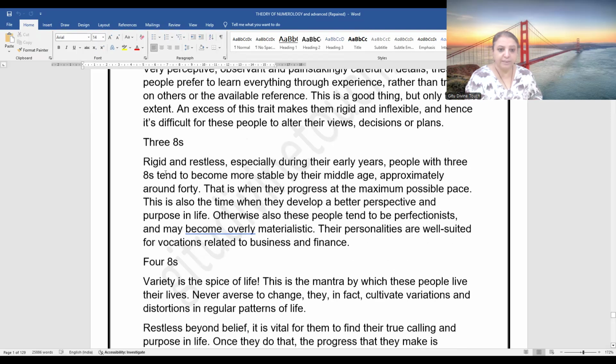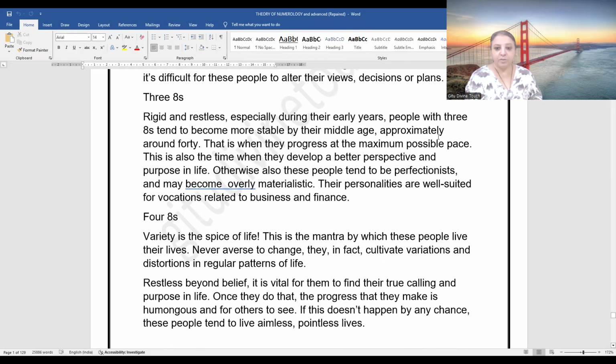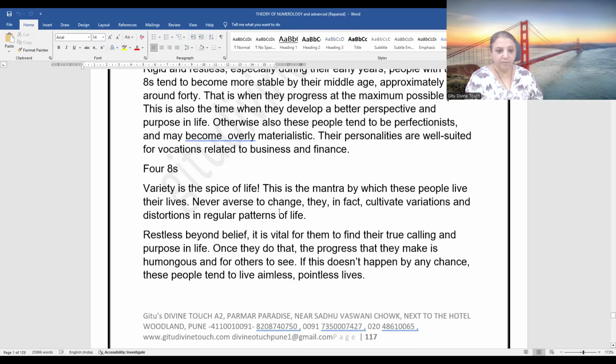Three 8s: rigid or restless, especially during their early years. People with three 8s tend to become more stable by their middle age, approximately around 40. That is when they progress at maximum possible pace. This is also the time when they develop a better perspective and purpose in life. Otherwise also, these people tend to be perfectionists and may become overly materialistic. Their personalities are well suited for vocations related to business and finance.